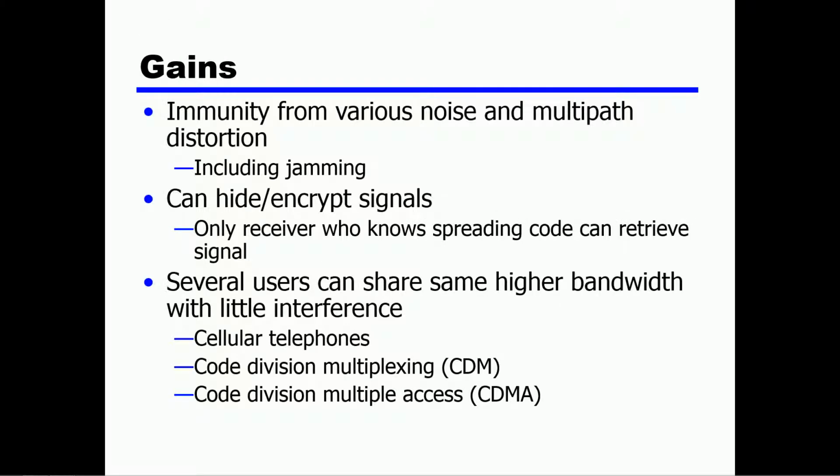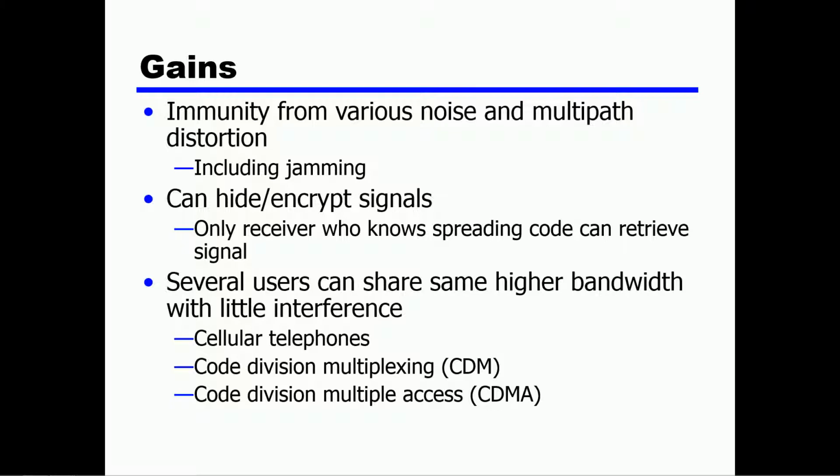So let's talk about some gains for a second. With the addition of gains, we're talking about the immunity from various noise and multipath distortion. This means jamming. We're allowed to encode or hide or encrypt additional messages within our spectrum. Only the receiver knows the spread code. The important part there is, when it gets sent over, the spread coding actually shows what portions of the spectrum are part of that encrypted signal. If you don't know what you're looking for, it makes it a lot harder to try to find it.